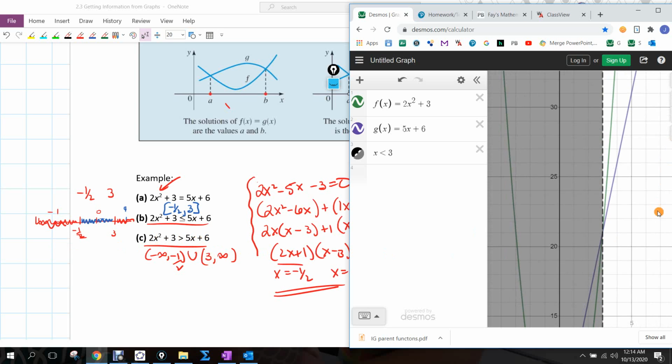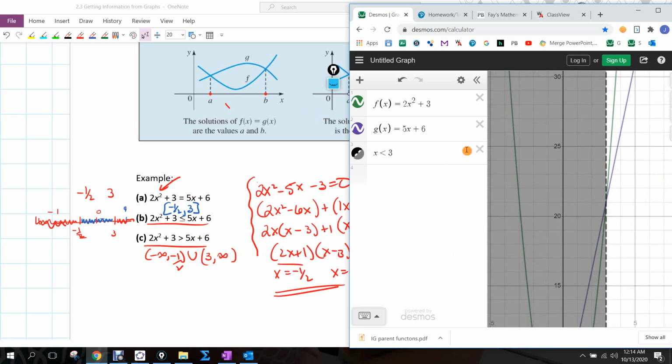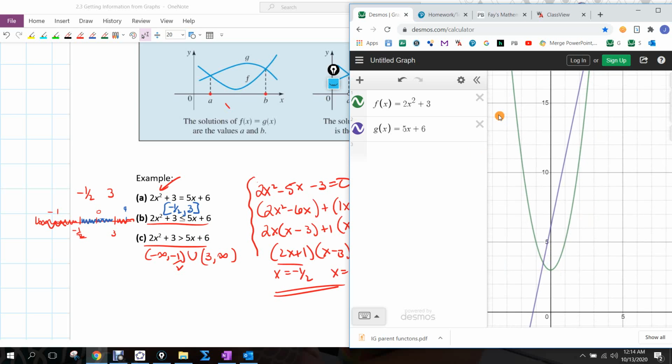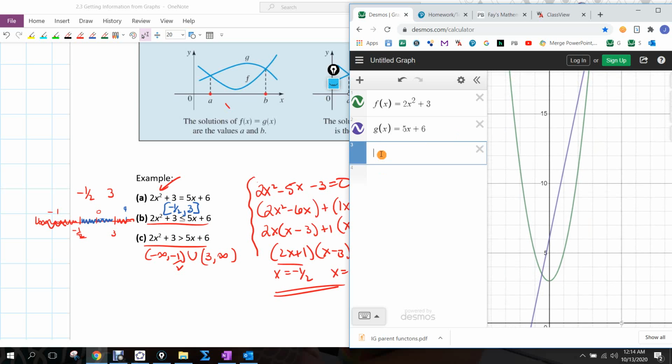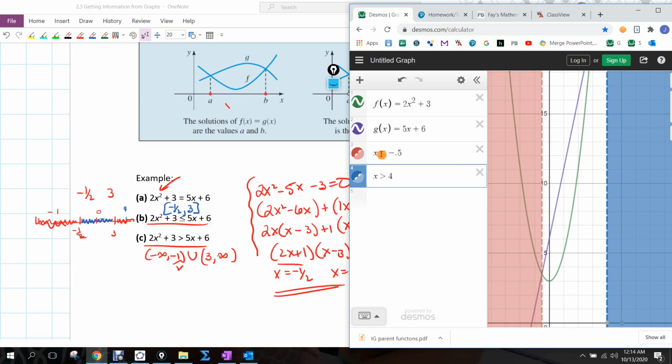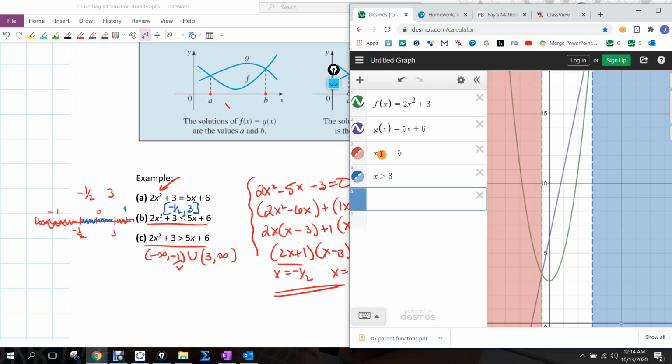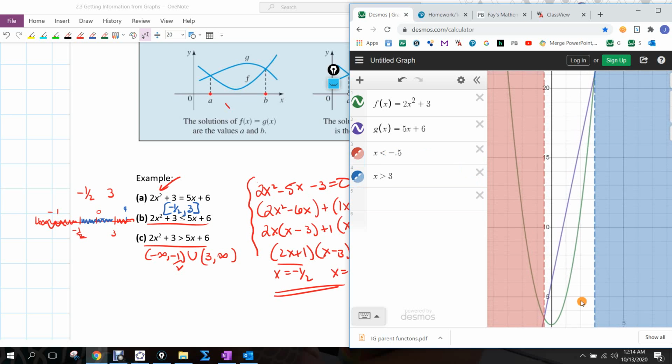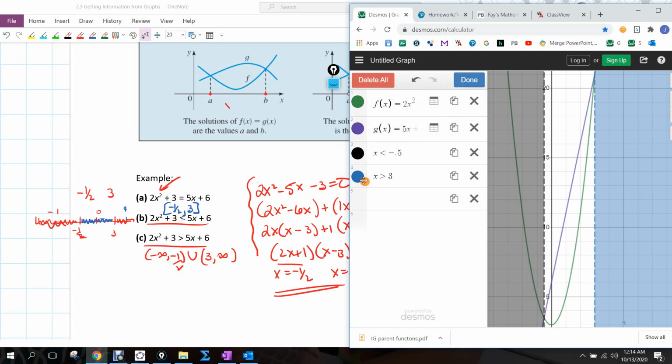So that must mean that everywhere else, okay, let's say I take and just block out things to the left of negative 0.5, and let's block out things to the right of 3. Okay, if I just block out the colored stuff, that's kind of a pain to change, I think. Not too bad.